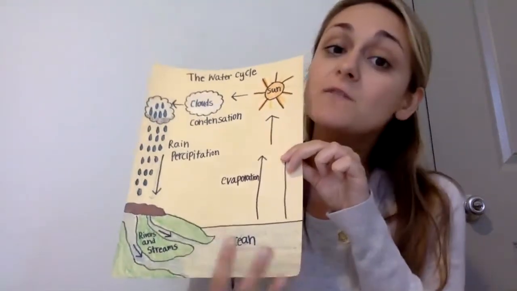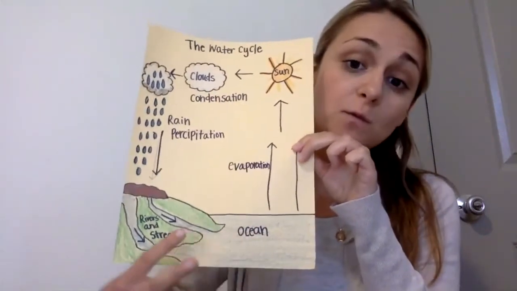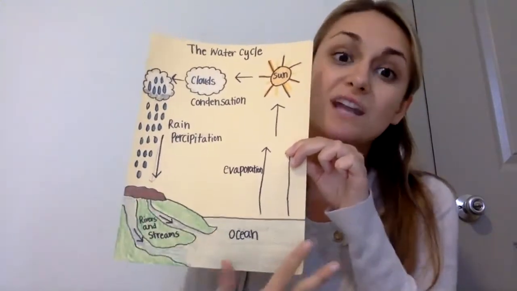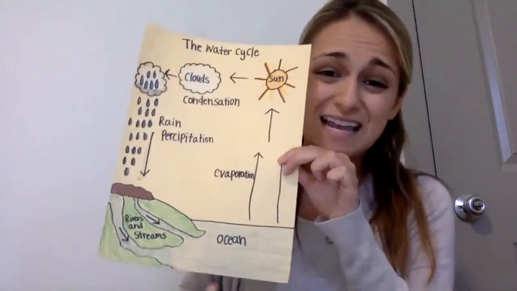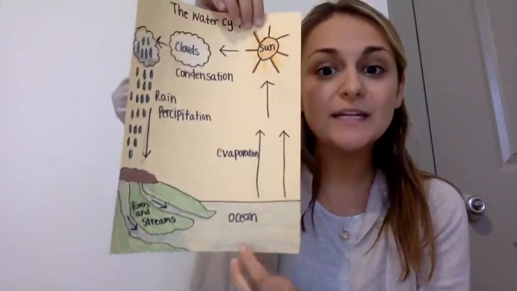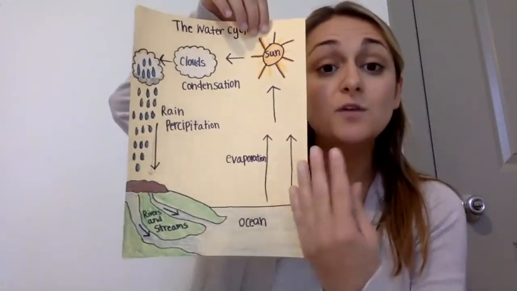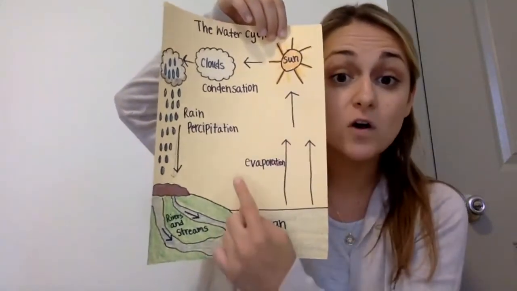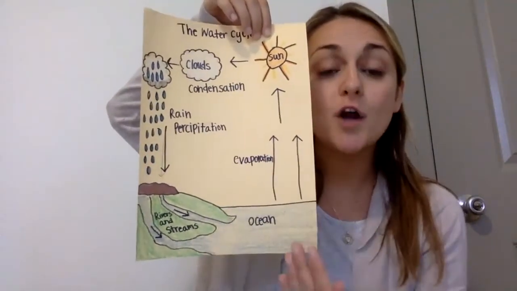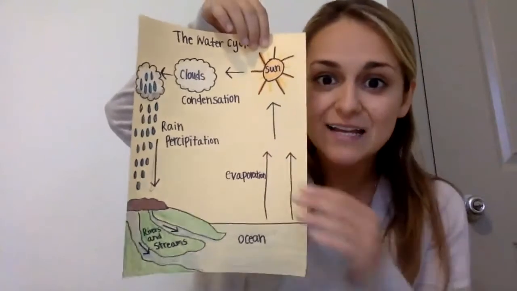So we have bodies of water on Earth. We have the ocean, and we have rivers and streams. And we know that rivers and streams flow into the ocean as water never stops moving. It is a cycle. So as the sun up here heats up, it heats up the water from the ocean, and it rises through a process called evaporation. Evaporation. The water evaporates up into the sky as water vapor.